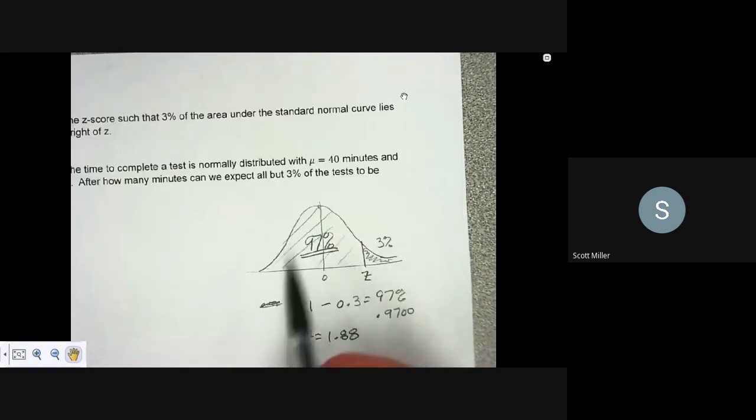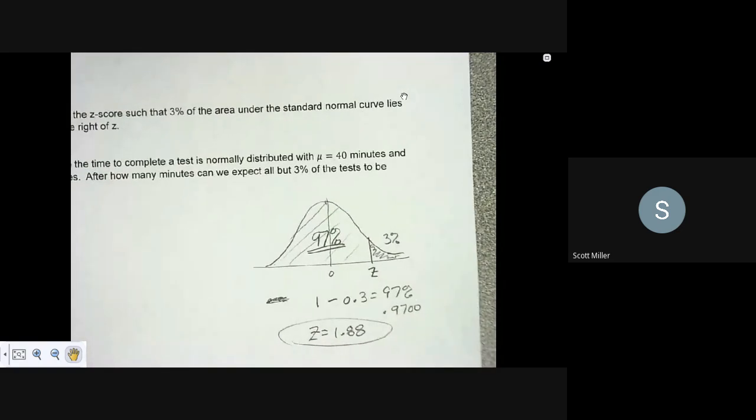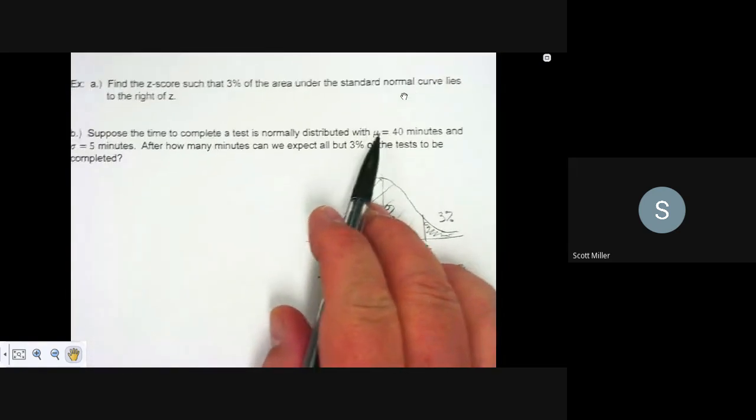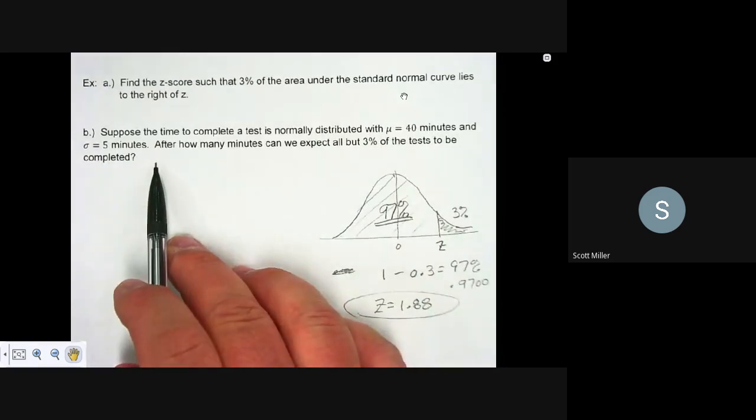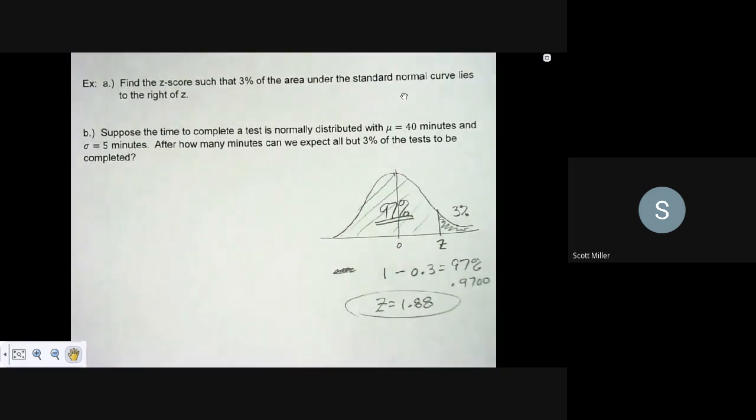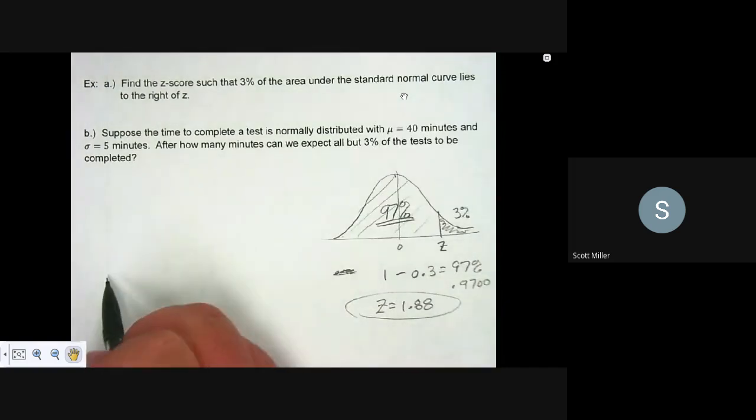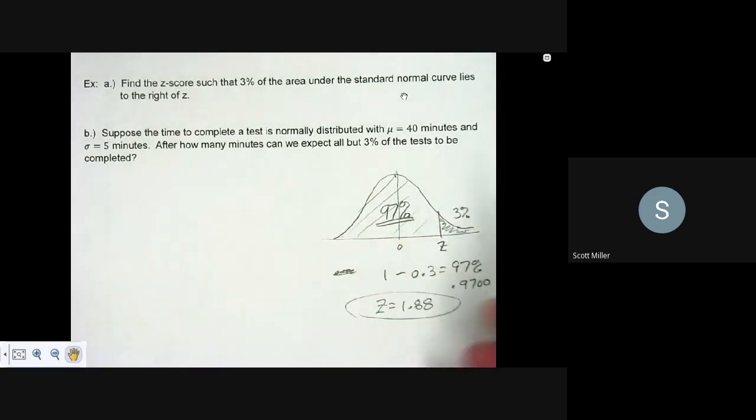Okay, we found the z-score such that 3% is over there. Part B: suppose the time to complete a test is normally distributed with an average of 40 minutes and a standard deviation of 5 minutes. After how many minutes can we expect all but 3% of the test to be completed? In this case, you can see it piggybacks off the question above. We want all but 3%. In other words, there's 3% left, so that means 97% have been completed. So we're going to look for the x value such that 3% of the normal distribution lies to the right of x. We found in the previous part that the z-score associated with that is 1.88.